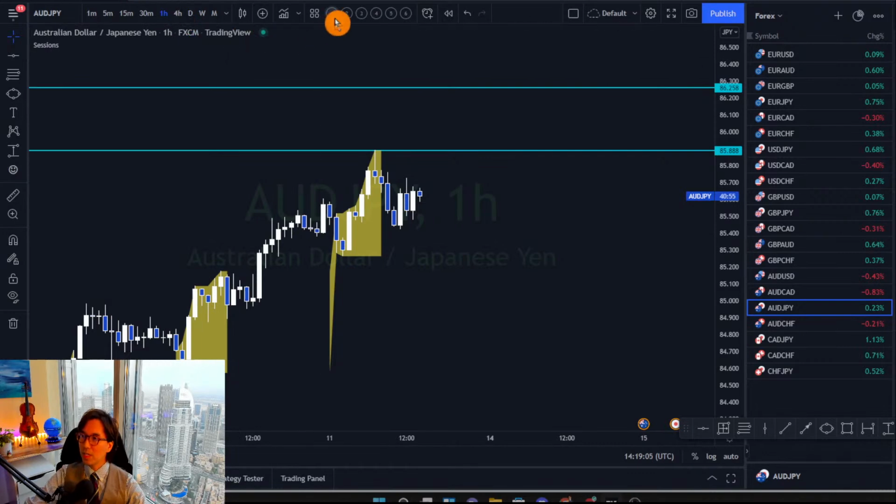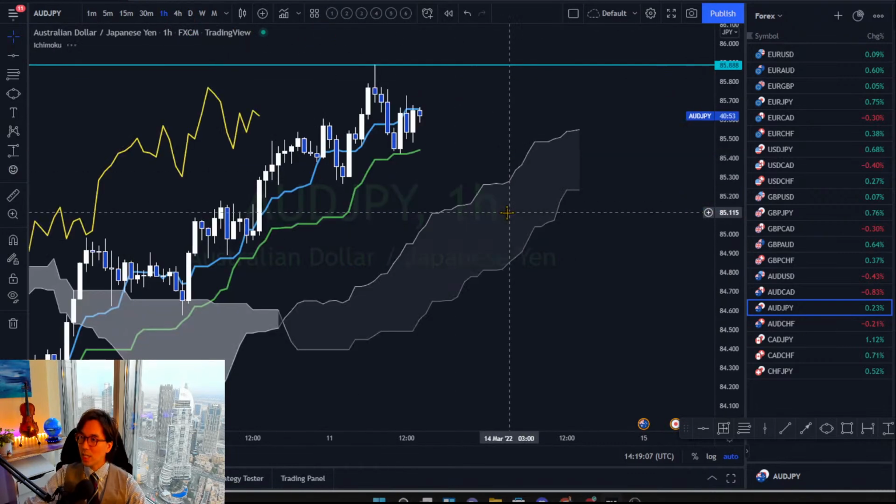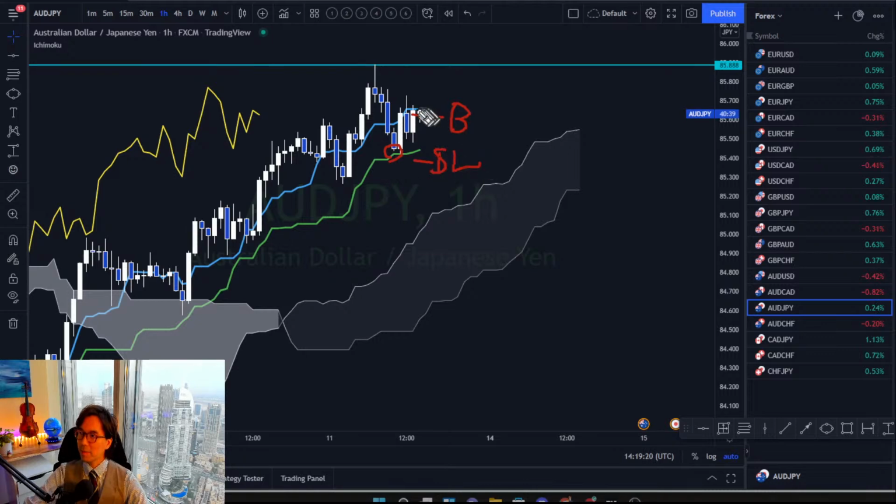the stop loss below the Kijun-sen in 1 hour, because the market has been supported by the Kijun-sen. So if you place a buy right now, your stop loss should be below the Kijun-sen. So this is SL, and keep holding and expect the market breaks bullish.